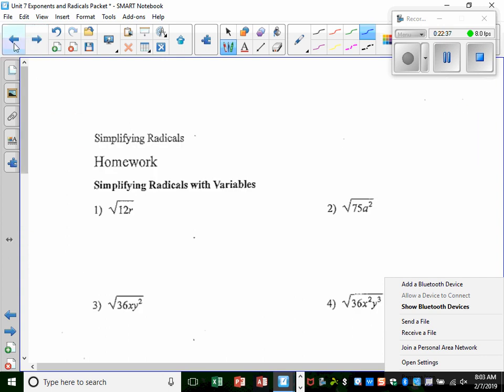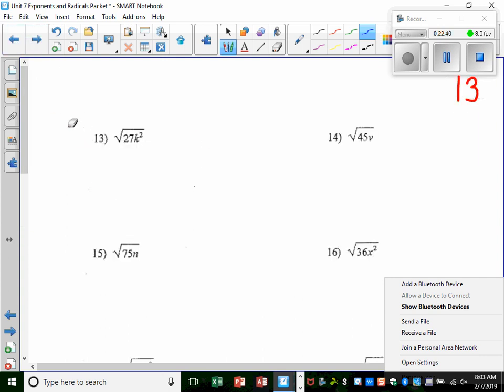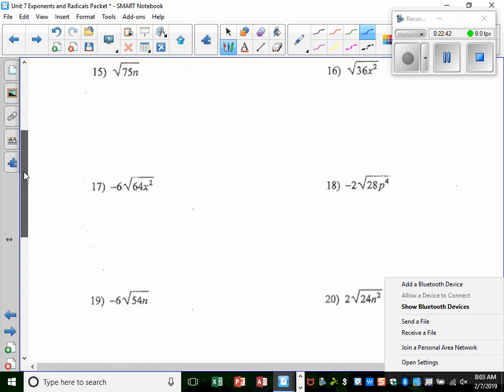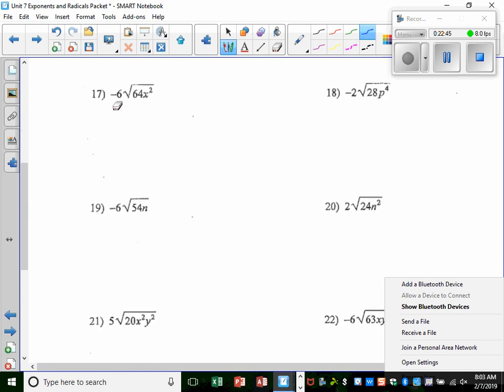Okay. Now on the next page, these are the same except for when you get to 17. So notice when you get to 17, there's a number outside of the radical. So whatever you take outside of inside that's here, when you take it out, what do you think you're going to do? Just think about it. What's the invisible operation between this -6 and the radical sign? What do you think? What's the invisible operation? Multiplication.